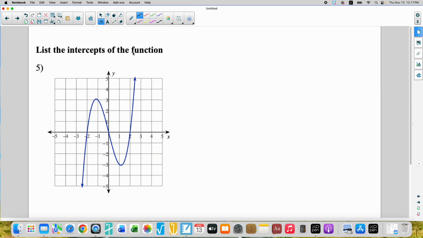List the intercepts. Intercepts, we're talking about where the line crosses the x-axis. So we have an x-intercept. And we have a y-intercept. So these are talking about the axes. So where does this graph cross the x-axis? Where does it cross the y-axis? So let's look at those points.